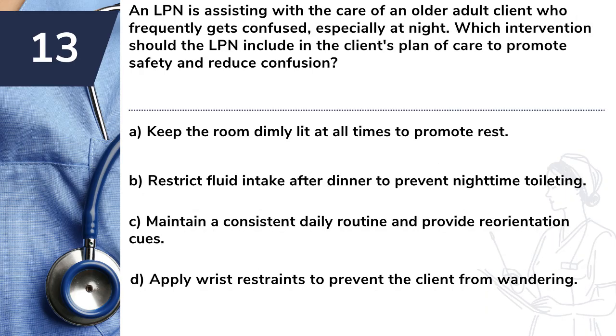Question 13. An LPN is assisting with the care of an older adult client who frequently gets confused, especially at night. Which intervention should the LPN include in the client's plan of care to promote safety and reduce confusion? A. Keep the room dimly lit at all times to promote rest. B. Restrict fluid intake after dinner to prevent nighttime toileting. C. Maintain a consistent daily routine and provide reorientation cues. D. Apply wrist restraints to prevent the client from wandering.